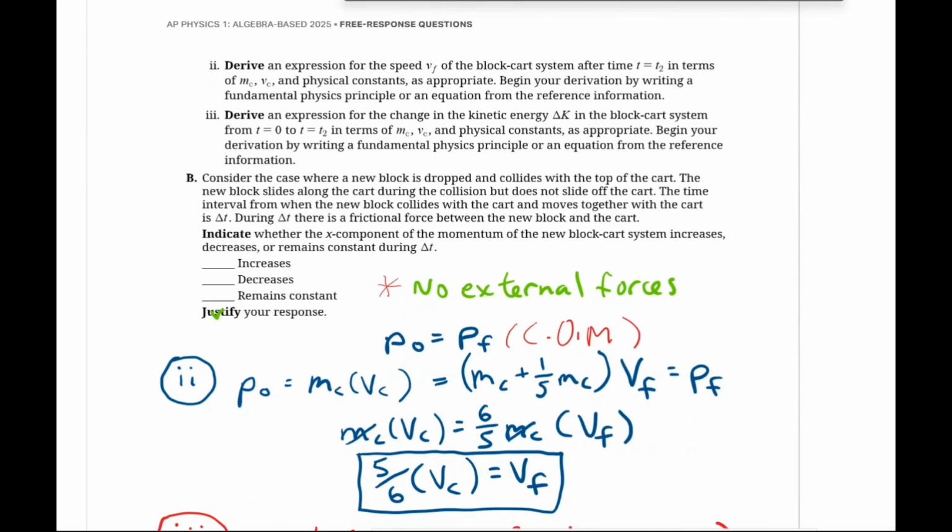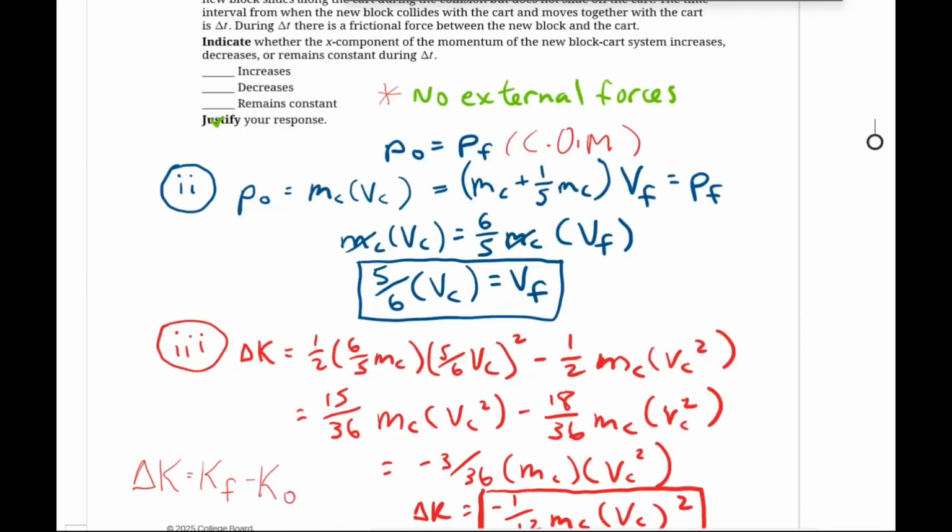It says derive an expression for the speed Vf of the block cart system after time t equals t2 in terms of MC, Vc, and physical constants as appropriate. Begin your derivation by writing a fundamental physics principle or an equation from the reference information. So I have everything written out in blue over here. I have P naught equal to Pf, saying that the total initial momentum is equal to the total momentum at the final conditions, and I put COM for conservation of momentum.